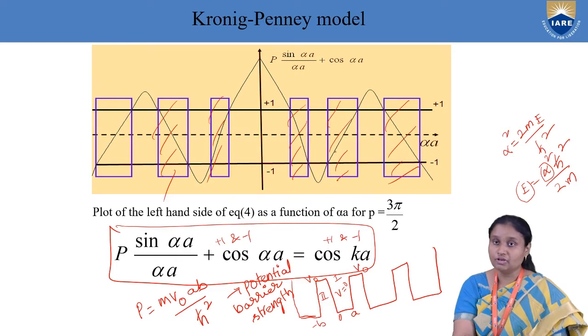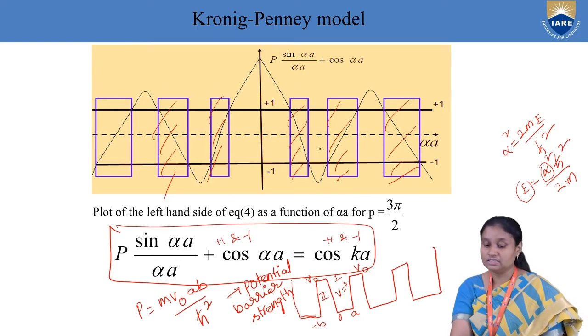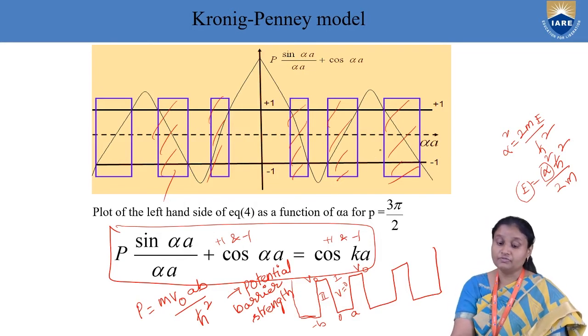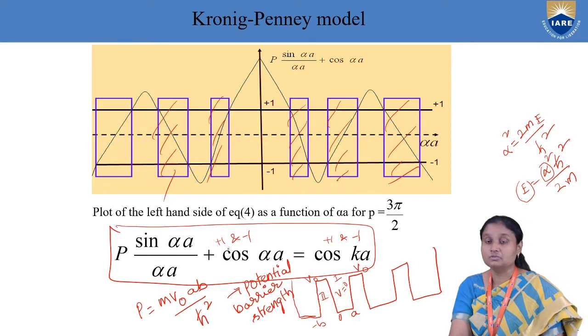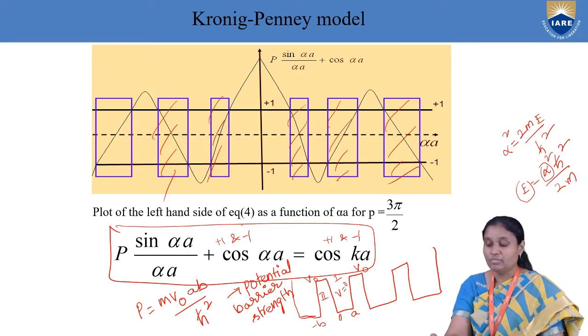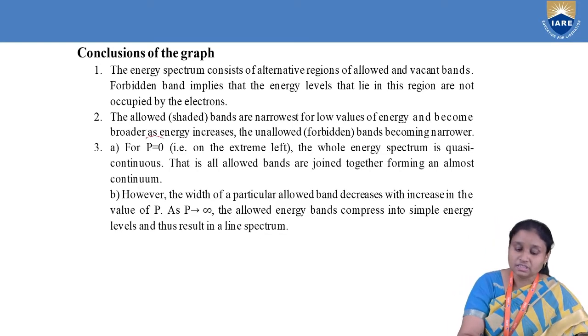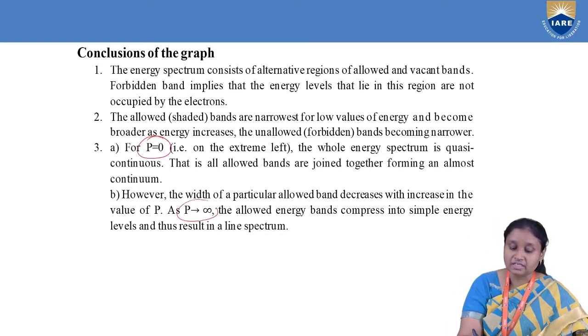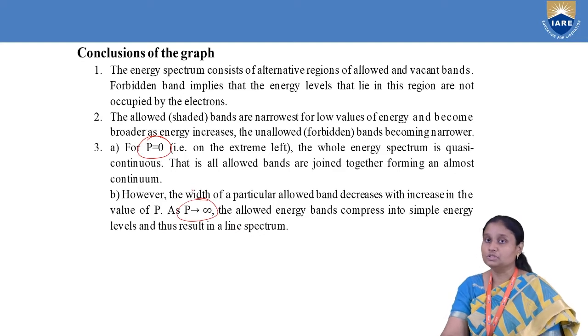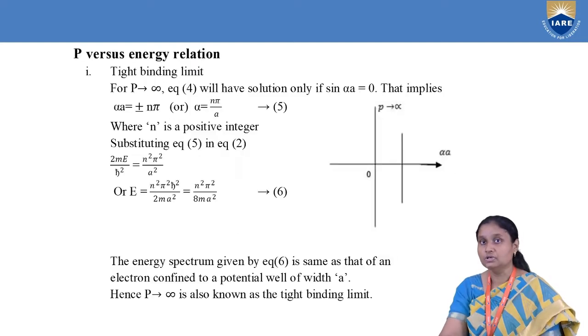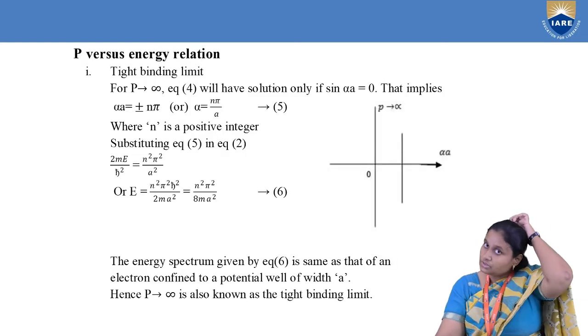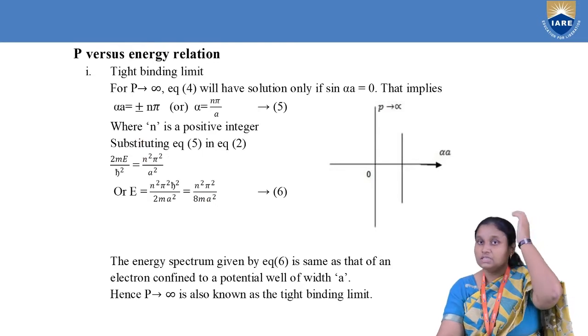So we show the waveform only in those shaded regions, and these are forbidden energy regions, formed by unpermitted values of alpha, for which the left hand side of this equation goes beyond either +1 or -1. We have already discussed these four conclusions. Now we are going to discuss in detail this potential barrier strength: what happens when P goes to 0 and what happens when P tends to infinity. So here we discuss the P versus energy relation.